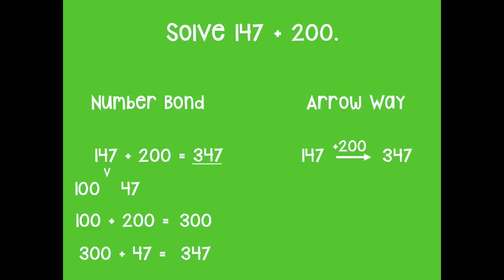We can do that a little bit easier in our head because those two zeros in the ones and tens place in 200 make it very easy for me to add that, because I'm only changing the hundreds place. So really, it's like 1 plus 2 to get to that 3 in 347.